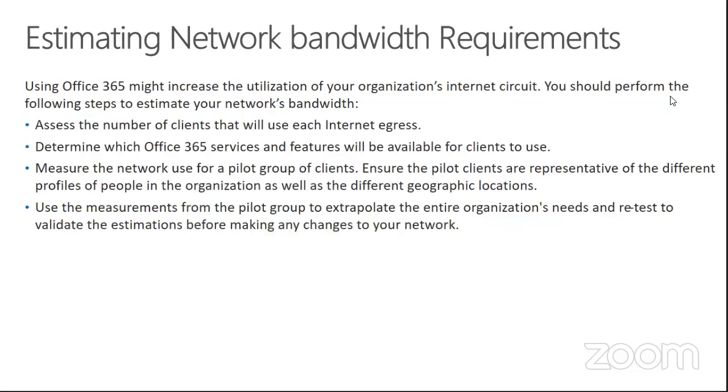So there are a few tasks that you can perform. Again, not an exhaustive list, because as I said, when you're talking about an enterprise deployment, it's not a one size fits all scenario, because different enterprises have different use cases, different scenarios, right? But on a higher level, this is the bare minimum that you need to do to at least ensure that the network bandwidth requirements are optimally understood. So, of course, assess the number of clients that will use each internet egress, right? Determine which Office 365 services and features will be available for clients to use, right?